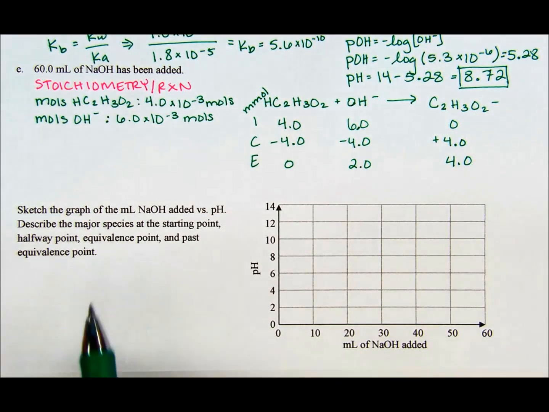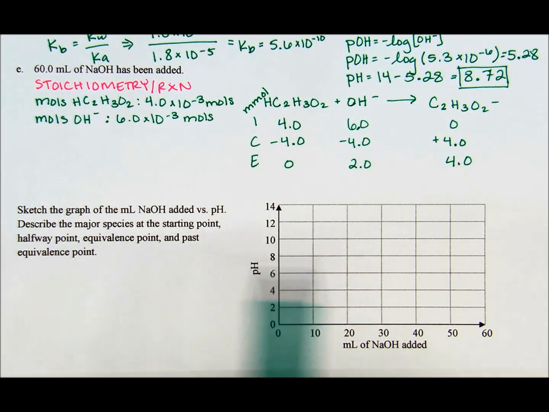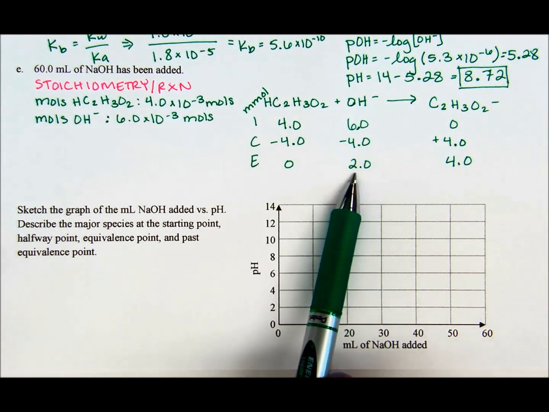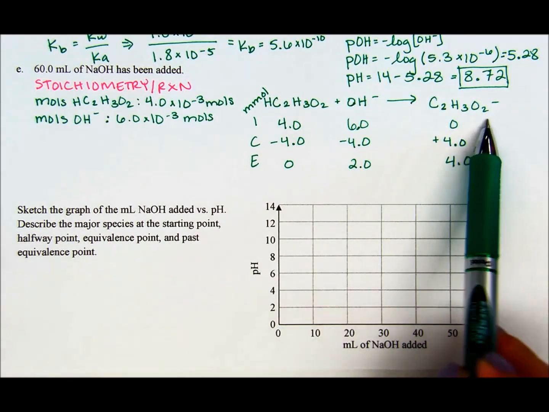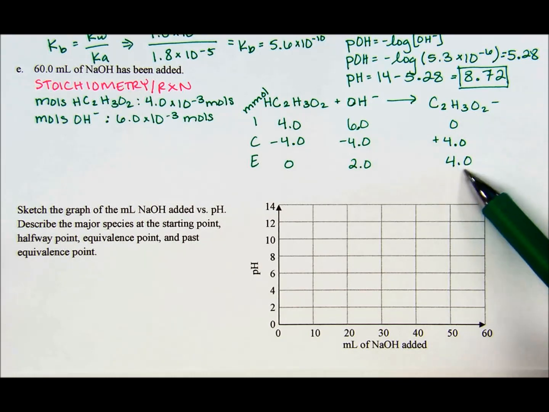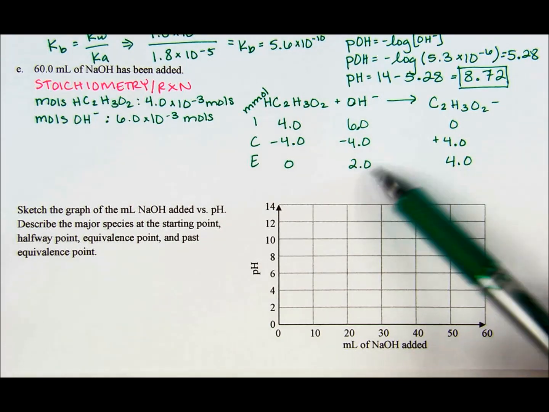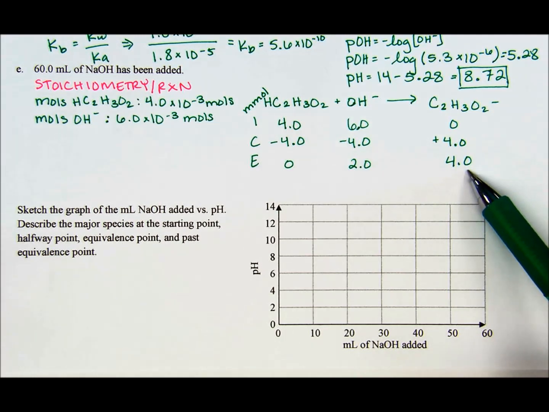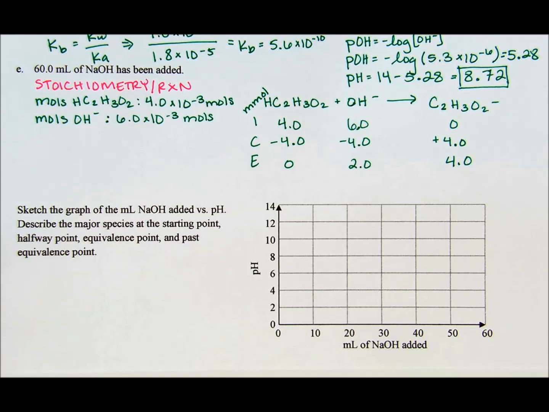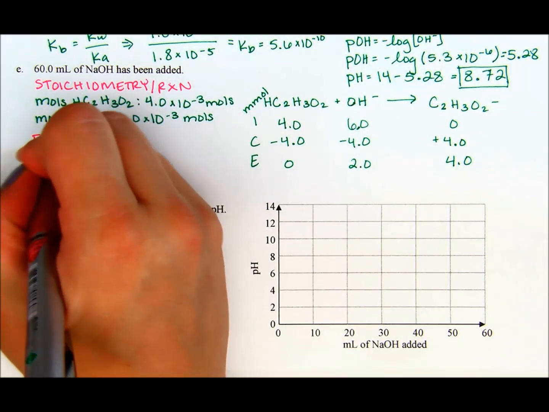So for our hydroxide here, we have 2 millimoles. And for our acetate, our conjugate base, we have 4 millimoles. However, when you have a strong base and a weak base, the strong base is going to be the only one that contributes to your equilibrium. So let's take a look at our equilibrium step.